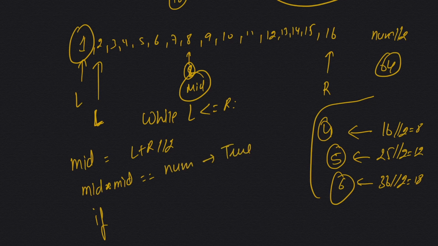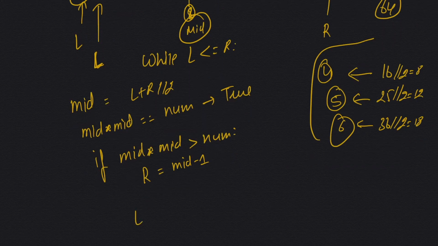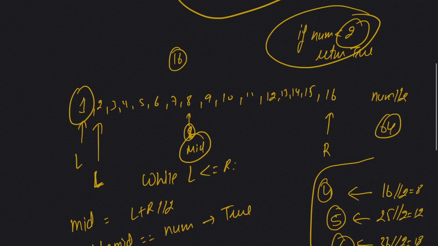Else if mid times mid is greater than num, I will modify my right, and my new right will be mid minus 1. Else I will modify my left, and my new left will be equal to mid plus 1. So let's see it with the example.